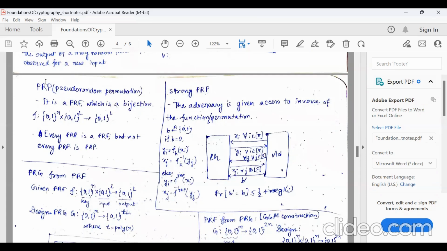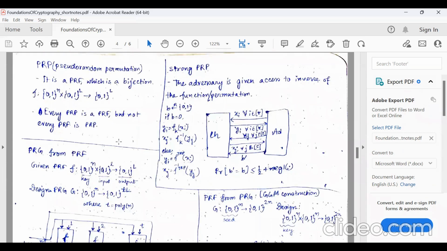There is a similar concept of PRP, or pseudo-random permutation. It is a PRF which is a bijection, so your input bit length and output bit length should be exactly equal. So every PRP is a PRF, but not every PRF is a PRP. That is trivial.